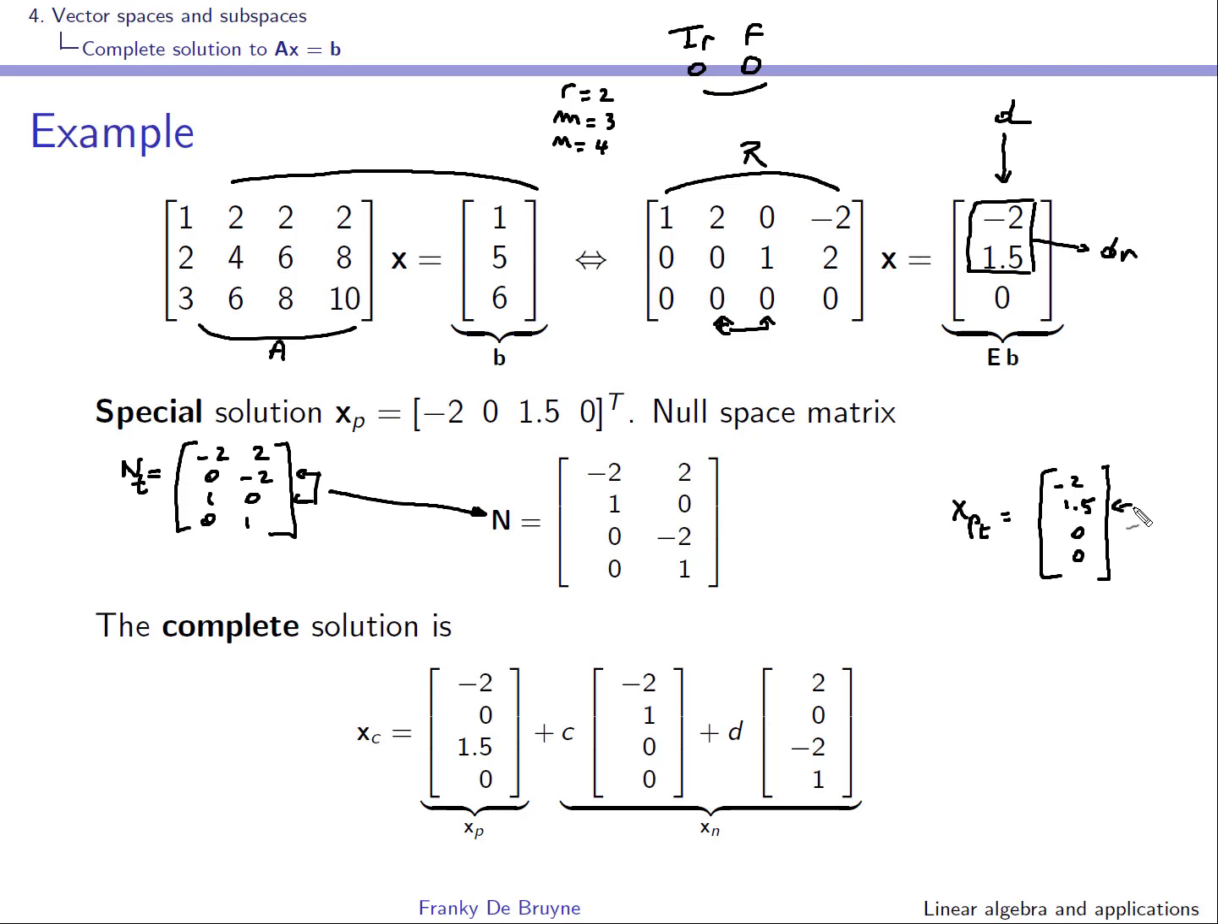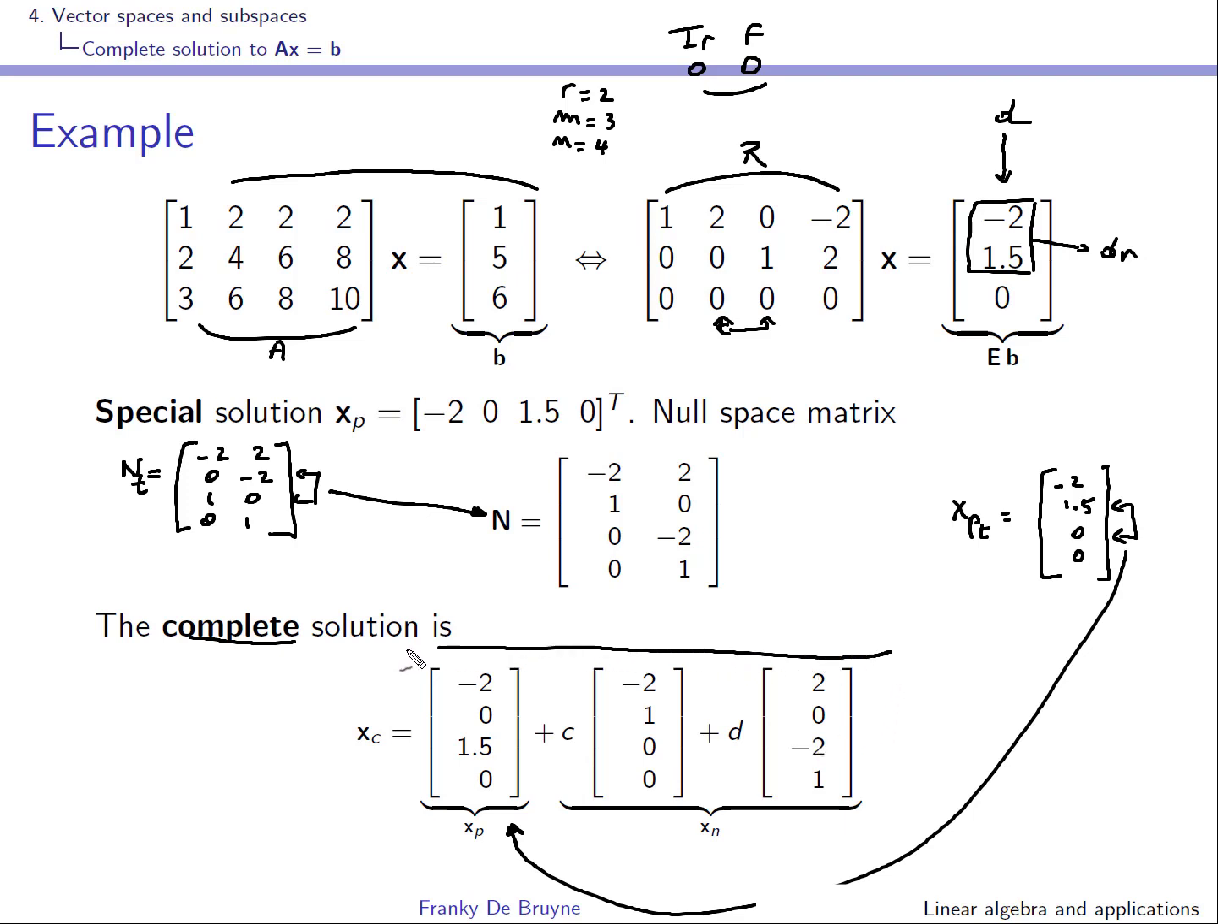Well, I have to switch these rows over here, and this will produce what I have got over here. So the complete solution is the particular solution that I have found, plus the columns of n. These are my special solutions, and I need to take linear combinations of these special solutions. So this gives me the overall solution of the system Ax equals b that is over here.